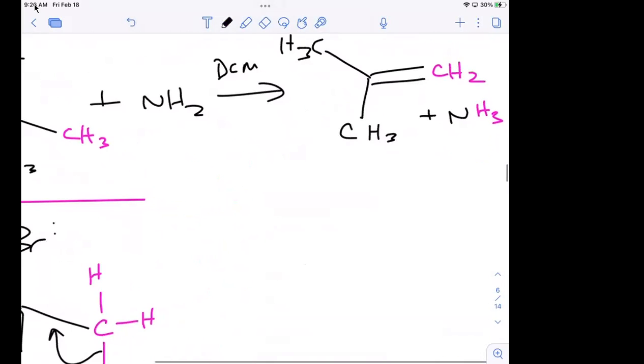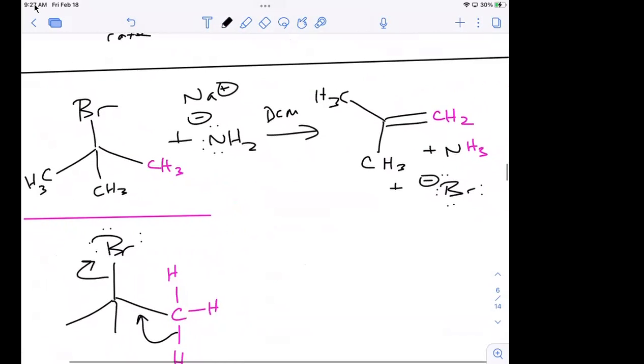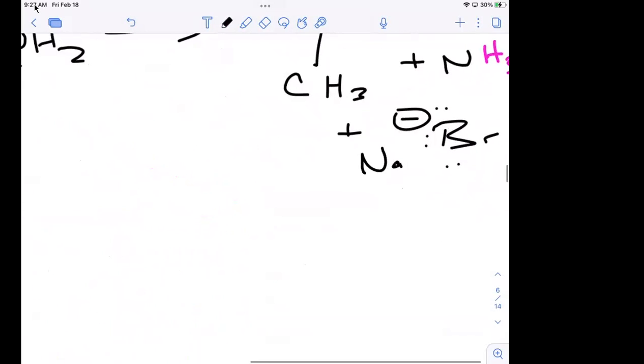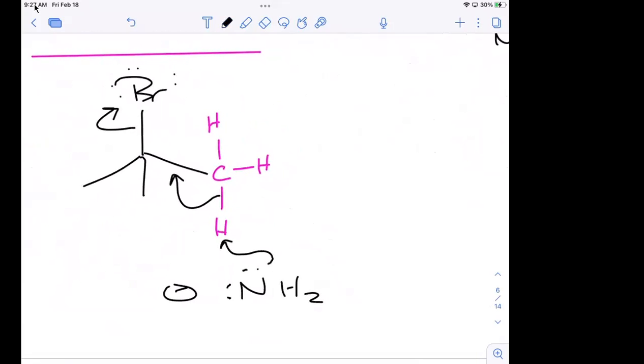And then I'm also at the same time breaking the bond between, right, I forgot to put that up here too. I'll just put Br minus, because whatever your leaving group is, it's going to end up with the counter ion from your base. So let's say that this is sodium amide. All right, so that sodium is going to end up here with bromine like that.